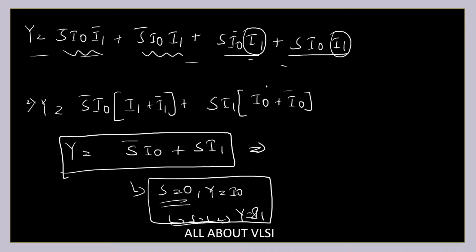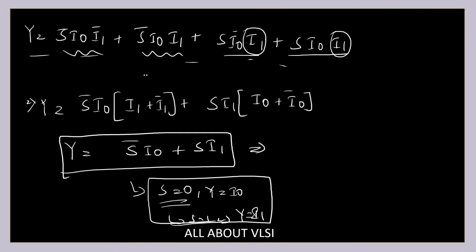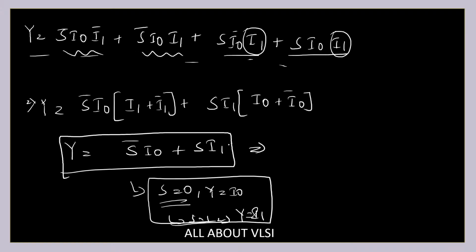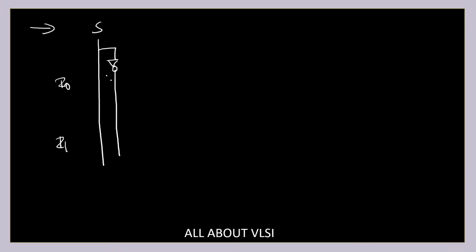Now, if I want to come up with a logic diagram of this 2 cross 1 multiplexer, it is going to look like this. This is my select line and its complement. This is nothing but my S complement. And here I'm going to have I0 and this is my I1. So I'm going to have Y equal to S complement into I0.